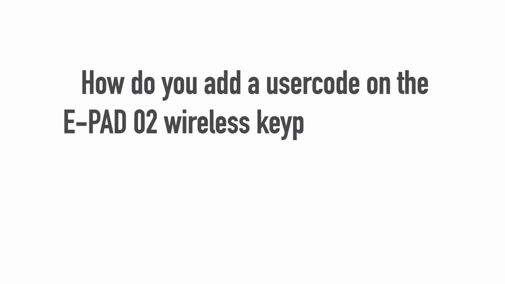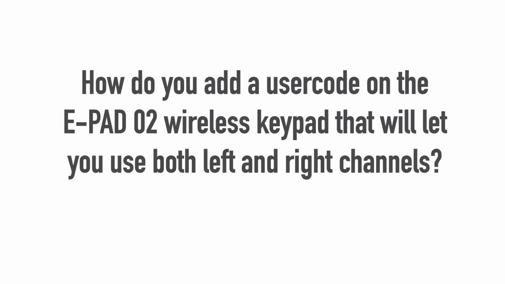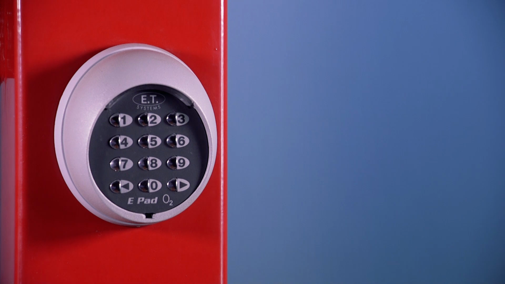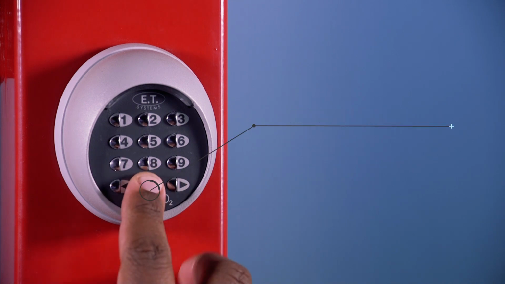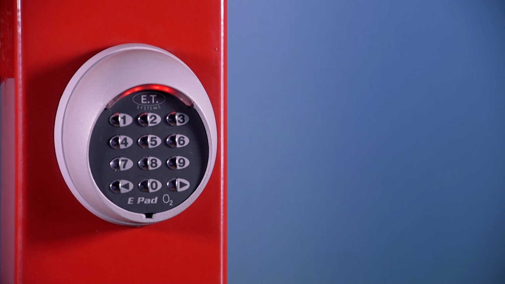How do you add a user code on the ePad O2 wireless keypad that will let you use both the left and right channels? Let us show you how to add a user access code. Press and hold the 0 button for 3 seconds. Buzzer beeps once and the LEDs will begin flashing.